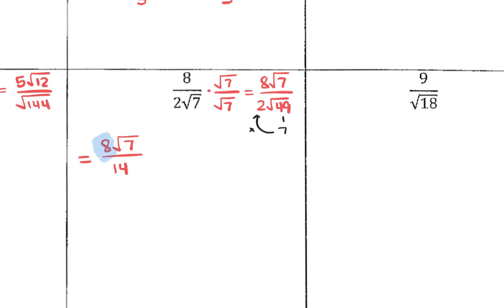As always, we got to simplify here. 8 and 14 are both divisible by 2, so I get 4 radical 7 over 7, and that's going to be my final answer here.